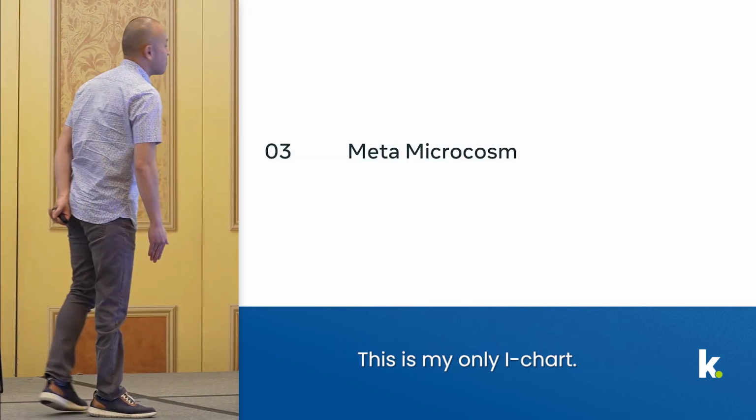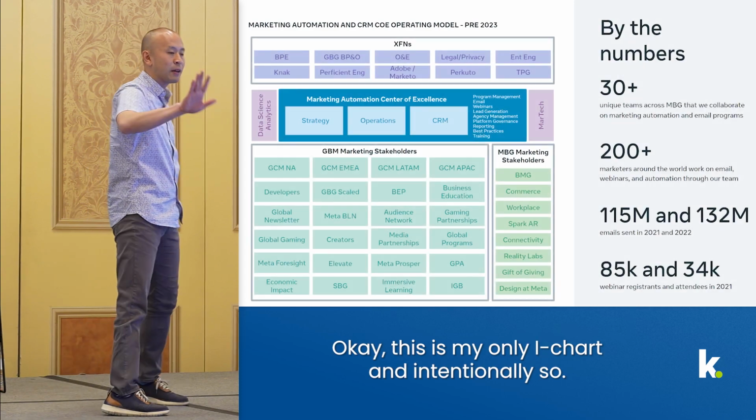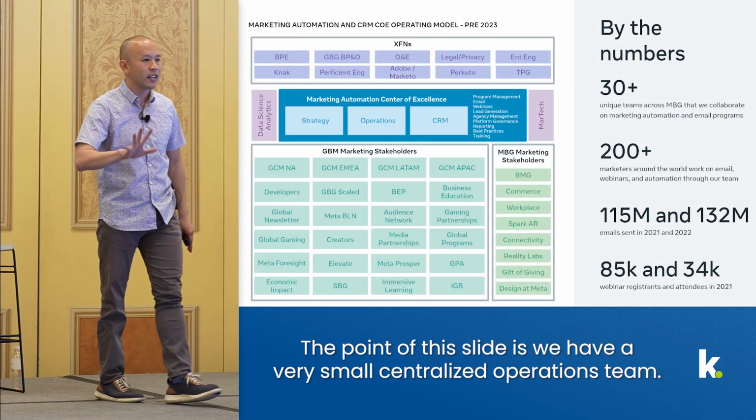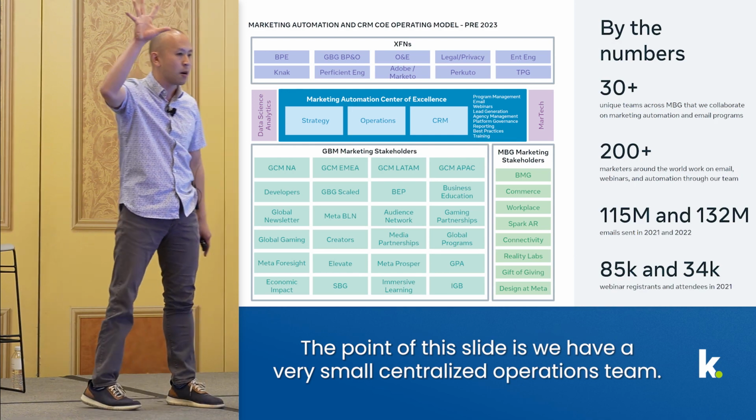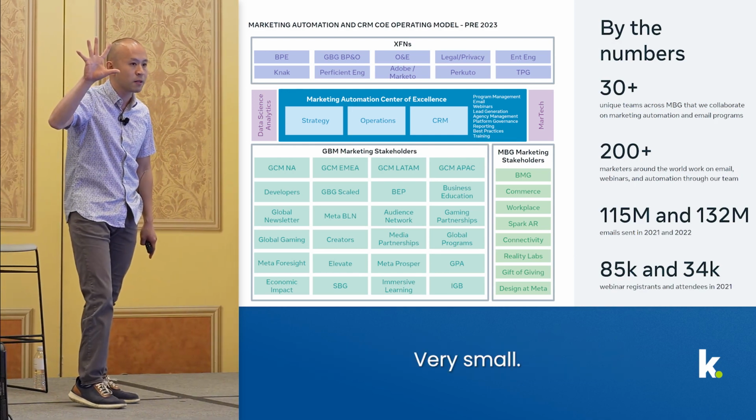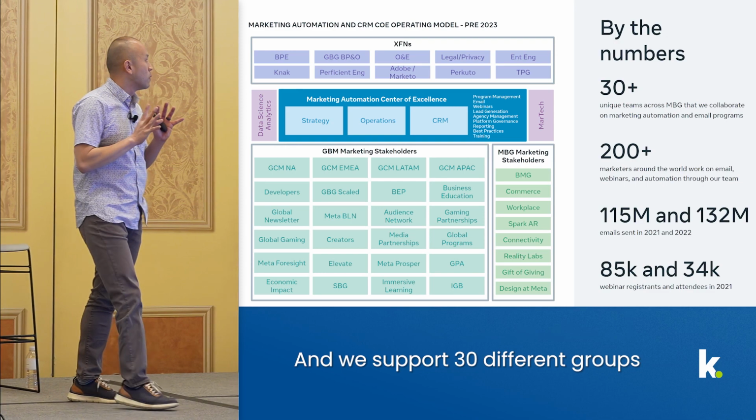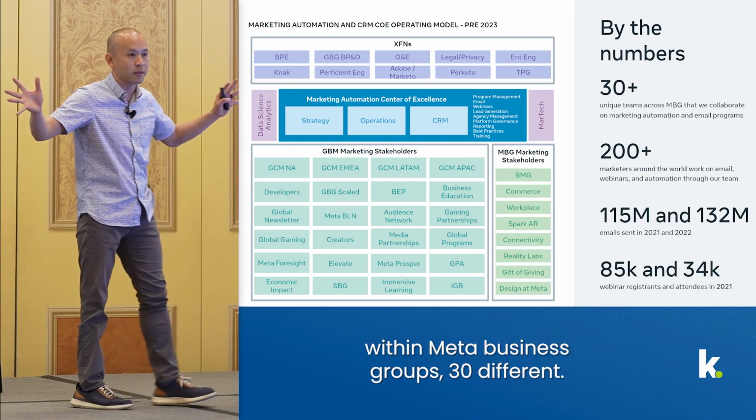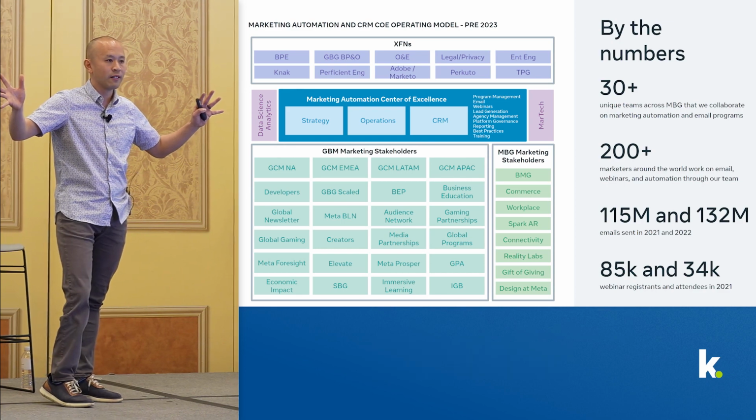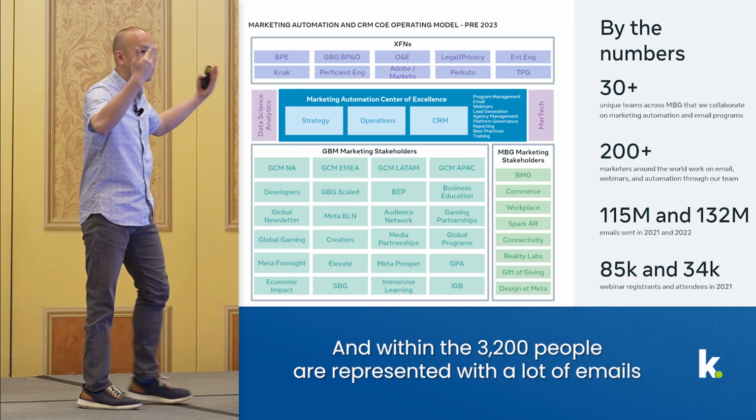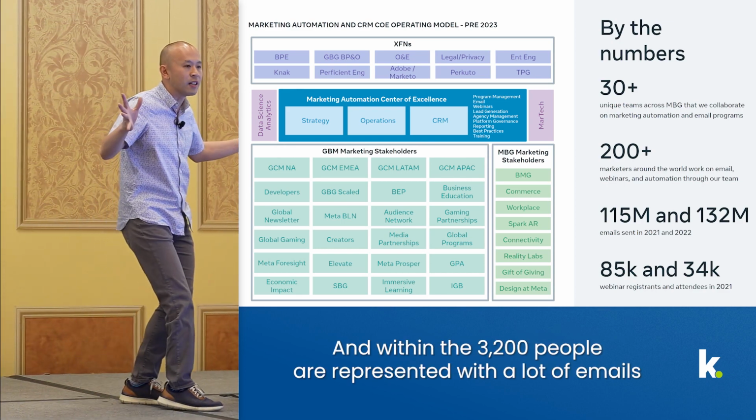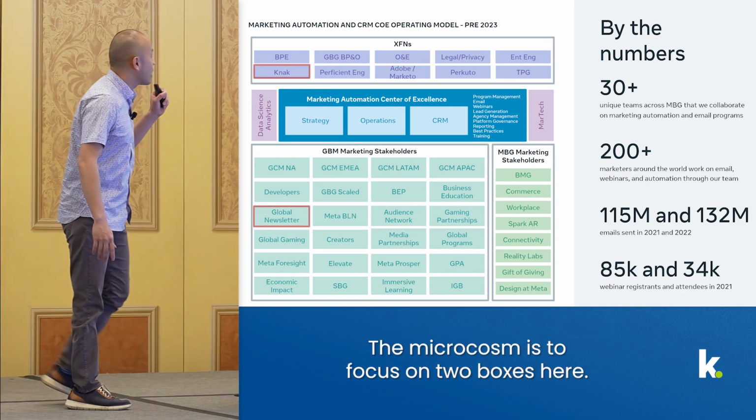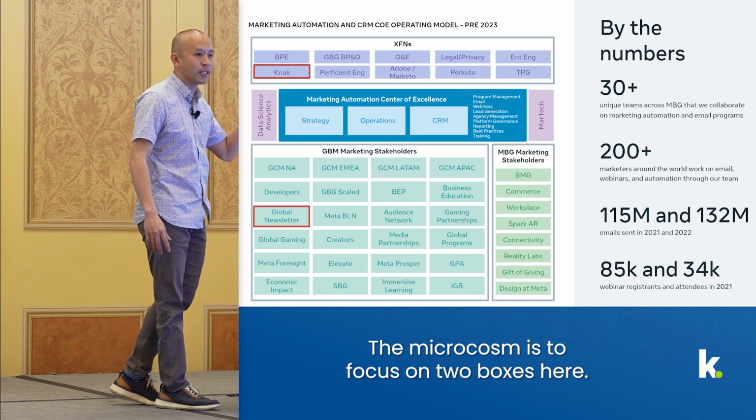To the microcosm, this is my only eye chart. Okay, this is my only eye chart, and intentionally so. The point of this slide is we have a very small centralized operations team. Very small, right? And we support 30 different groups within Meta business groups. 30 different, right? And within the 30, 200 people are represented with a lot of emails and a lot of webinars. That's the slide, okay? The microcosm is to focus on 2 boxes here, okay?